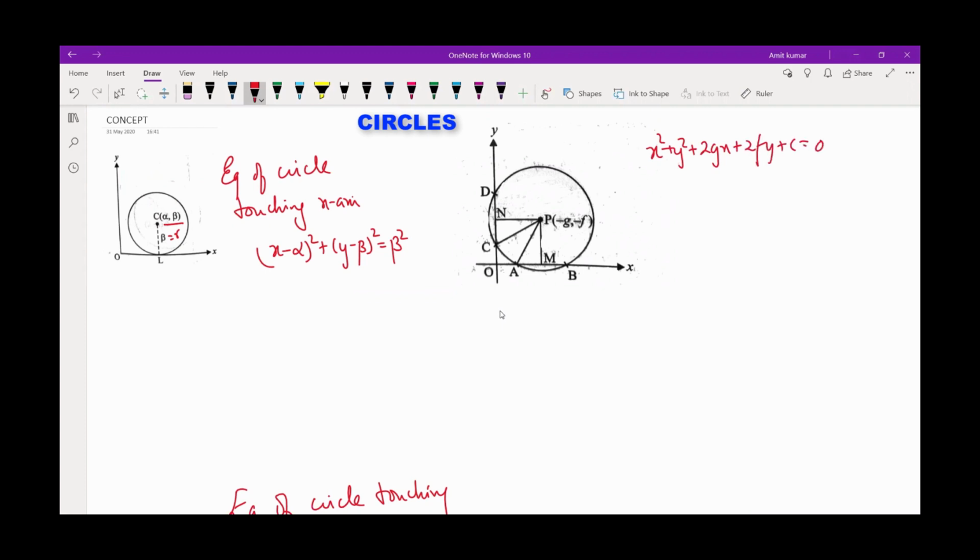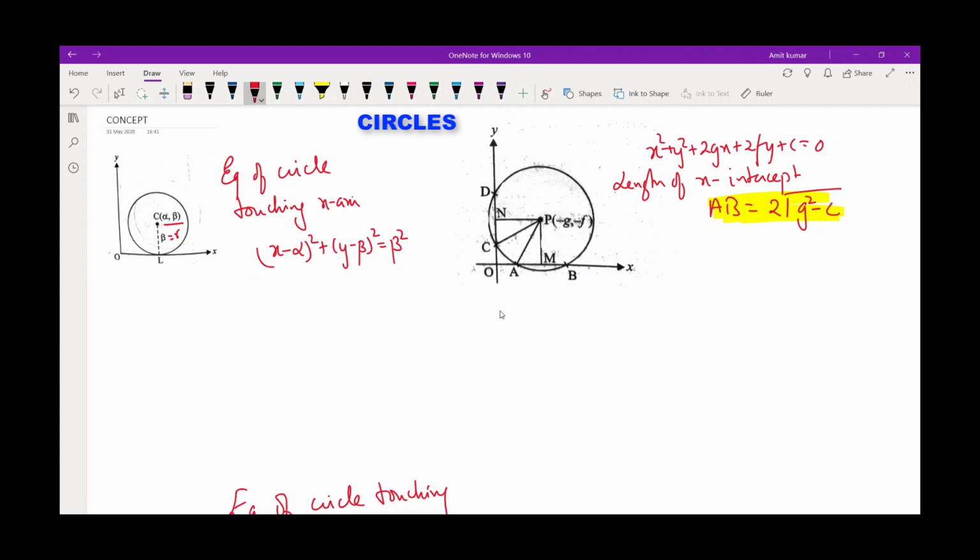So from the diagram, if we have to find the length of the x-intercept, it is here, AB. So the length of the x-intercept in the circle is 2 root of g square minus c. You have to learn this, that the length of the x-intercept in the circle is 2 root of g square minus c. But if this circle touches the x-axis, then this intercept becomes 0.